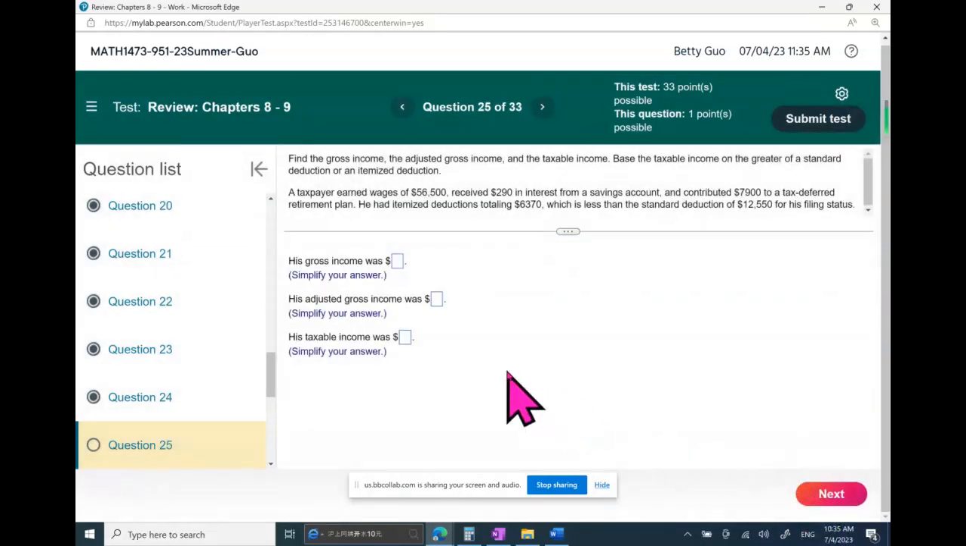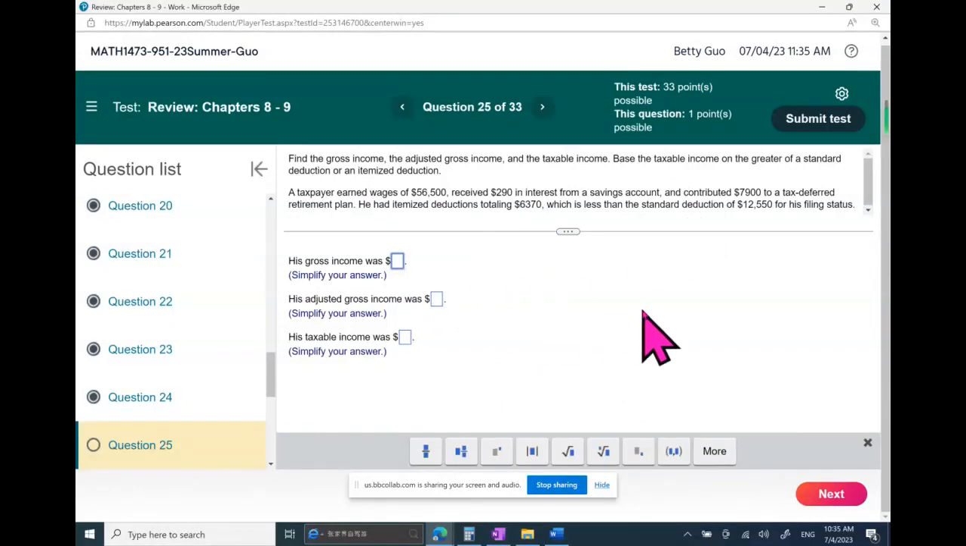25. What is this about? About tax: find the gross income, AGI, and taxable income, based on the greater of standard and itemized deduction. A taxpayer earned wages of 56,500 and received 290 interest. So for his gross income, we are going to add 56,500 with the interest he got, 290. That sum is his gross income, 56,790.